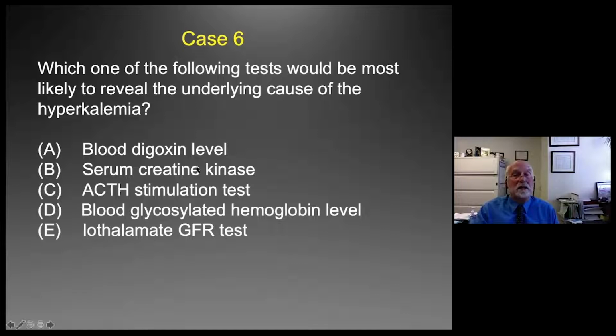Is this digoxin toxicity? Is this rhabdo? Do you want to get a CK level? Do you want to do an ACTH stim test? Are we looking for diabetes and getting an A1C, or doing an iothalamate GFR? I'll give you a moment to see which choice makes the most sense. Most people probably recognize that this is adrenal insufficiency and that the correct answer would be an ACTH stim test.